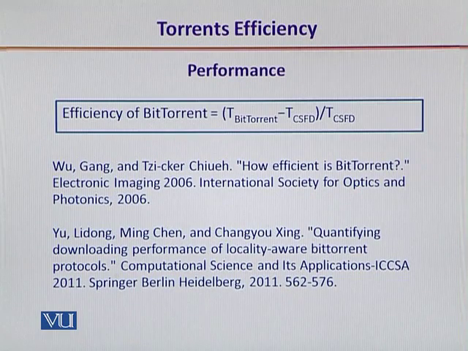The efficiency of BitTorrent can be represented by this mathematical expression, which is quite simple. Here you see that we have T BitTorrent as the number of times a file has successfully been downloaded using the BitTorrent system, and the centrally scheduled file distribution system's number of file downloads. Taking the difference of these and dividing it by the number of times that centralized file distribution takes place, we would determine the overall relative efficiency of the BitTorrent system.